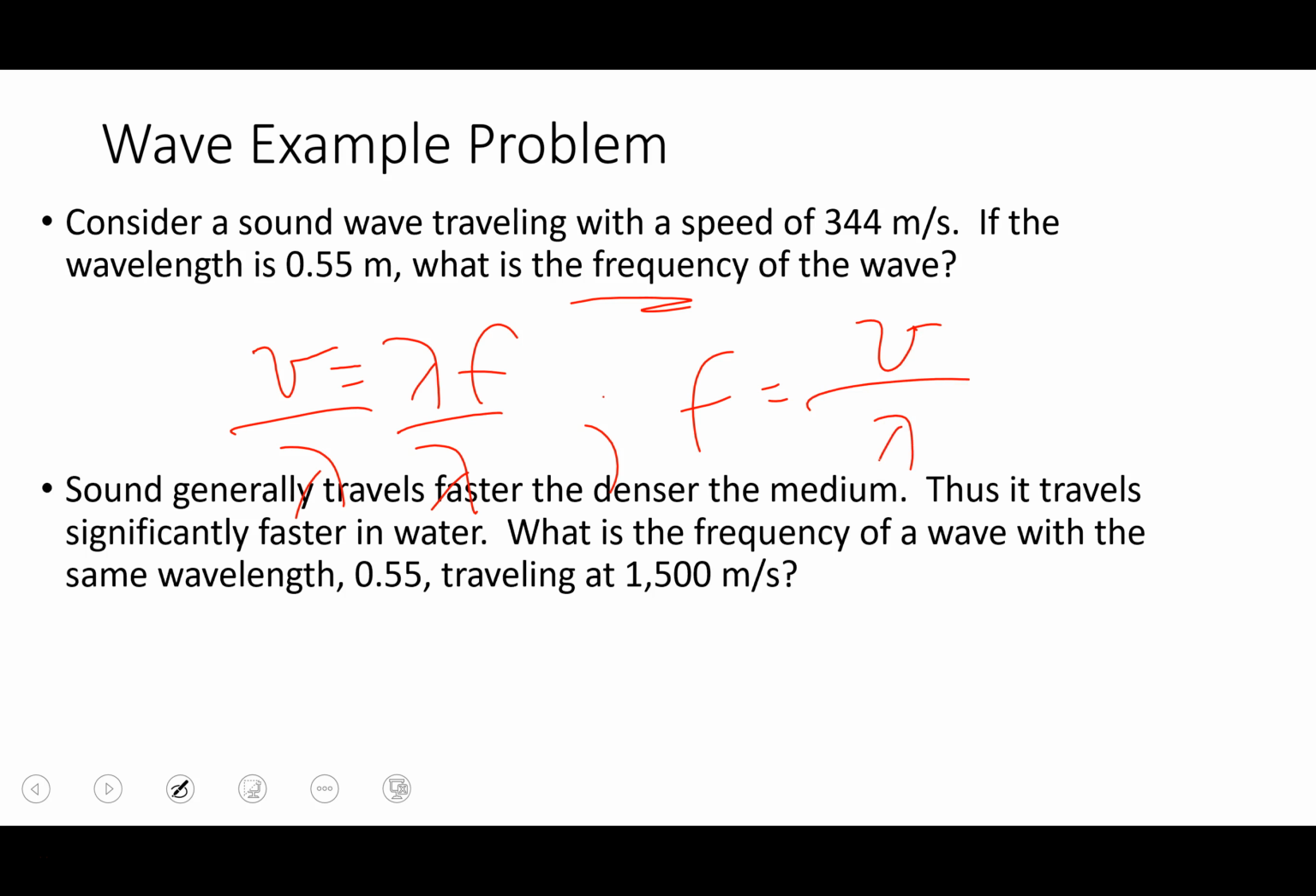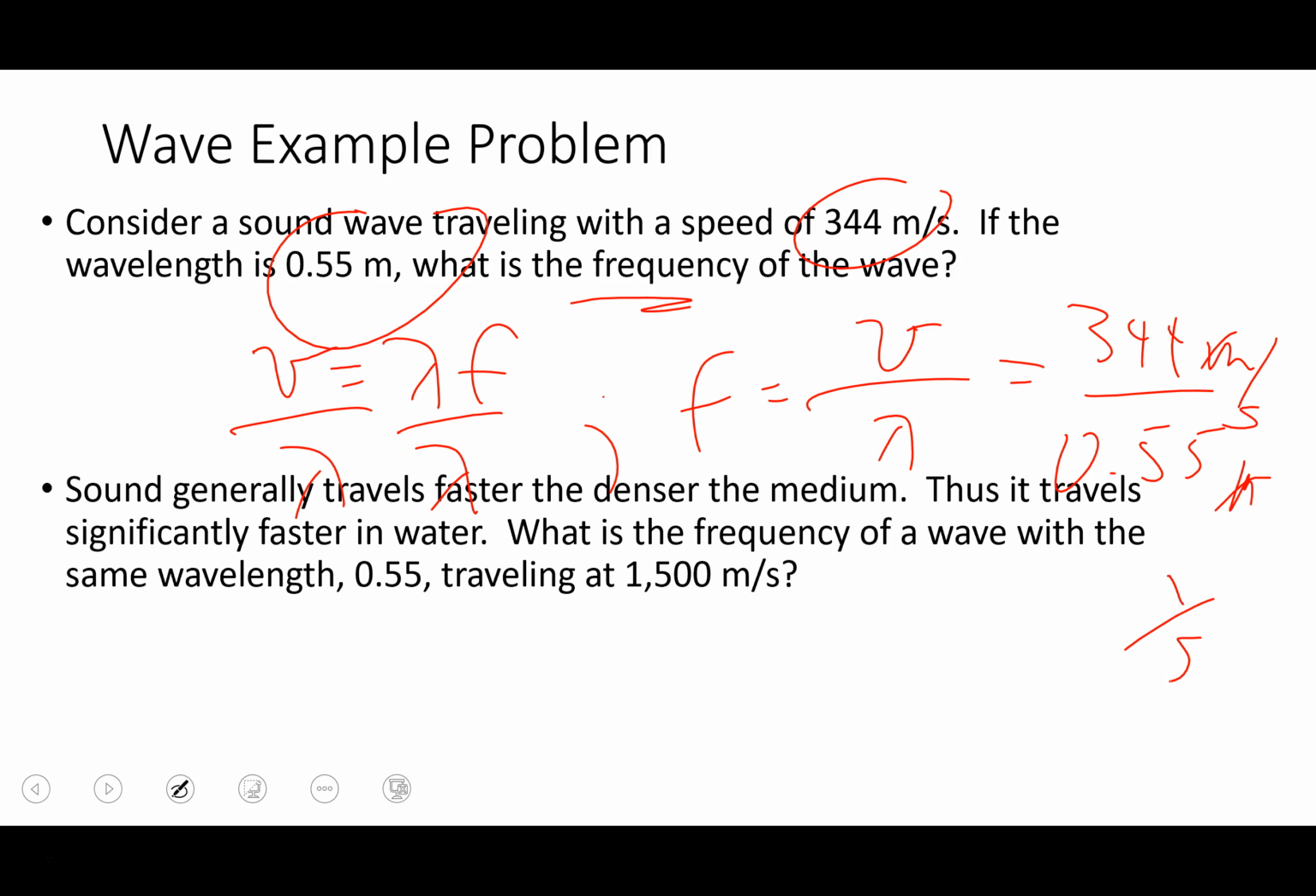So I'm going to take this velocity, 344 meters per second, and divide it by that wavelength, 0.55 meters. And notice my meters will cancel. I have units of per second, which is great. It looks like I should round to only 2 sig figs, or 2 digits, because of my 0.55.